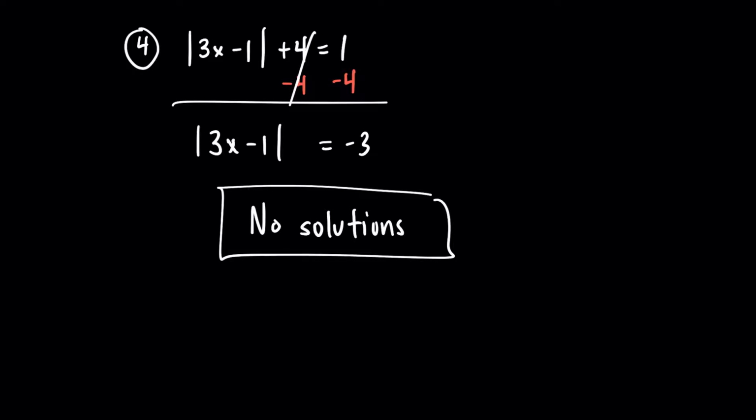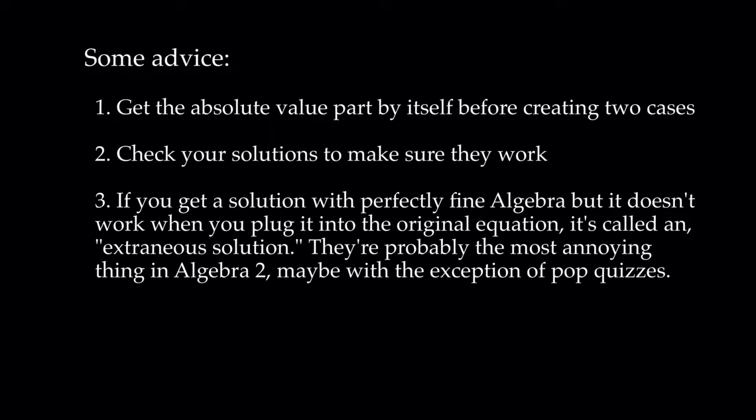Okay? Because you can't have a negative value when you plug in an absolute value. So let's go to some pointers for you guys for working through absolute value equations. So here's your advice. Number 1, get the absolute value part by itself before you create two cases. Okay, so make sure you get the absolute value bars all by themselves.